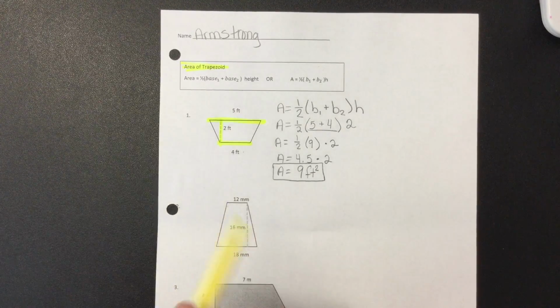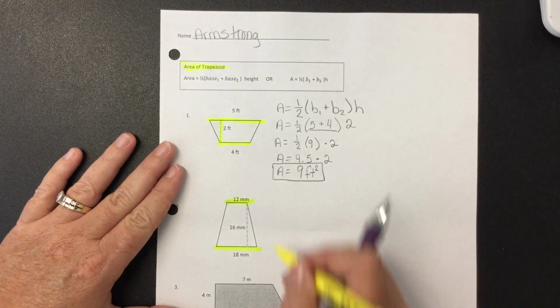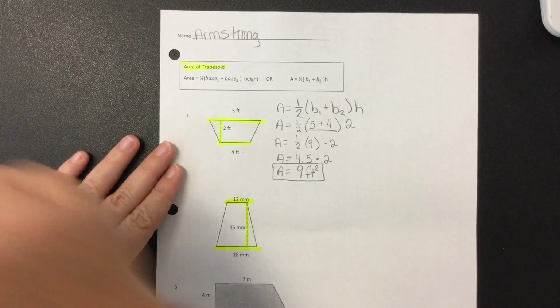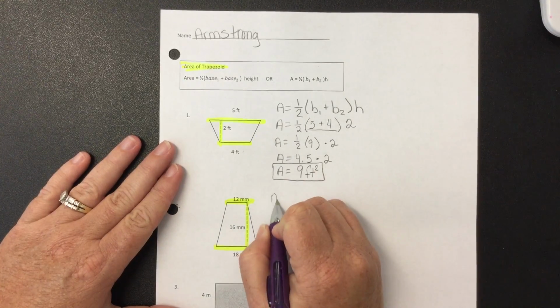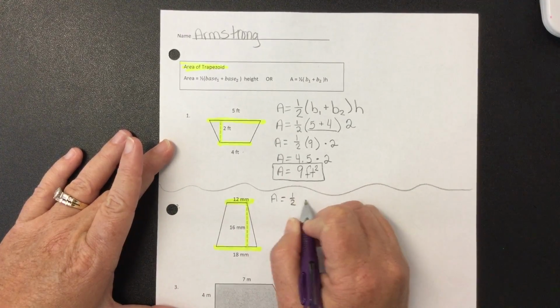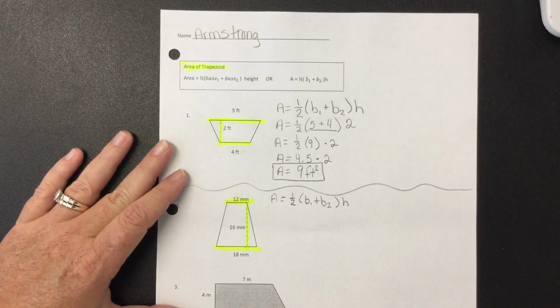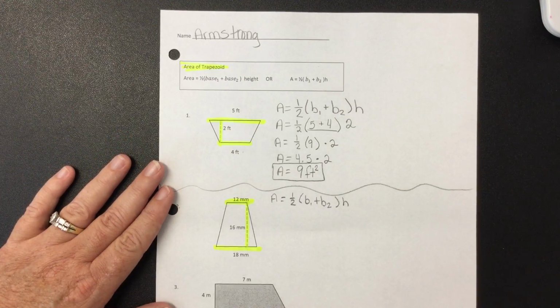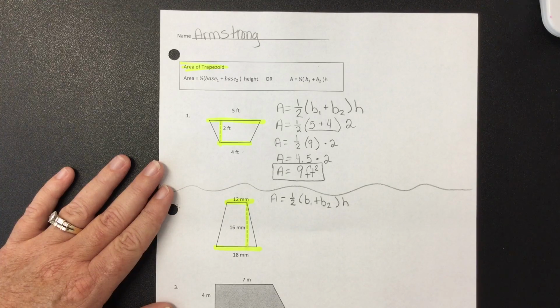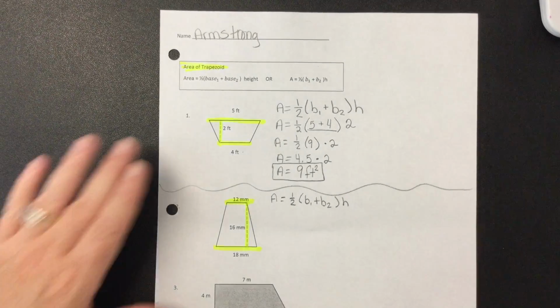All right, number 2. It is a trapezoid. I'm going to highlight my set of parallel lines, and I'm going to highlight my height. Write out my formula. I'm going to draw a line right here. I know writing out this formula each and every time is very tedious, but when we get into finding the area of triangles, parallelograms, and trapezoids all together, it really, really will help you, and it will help me know that you have the right formula.